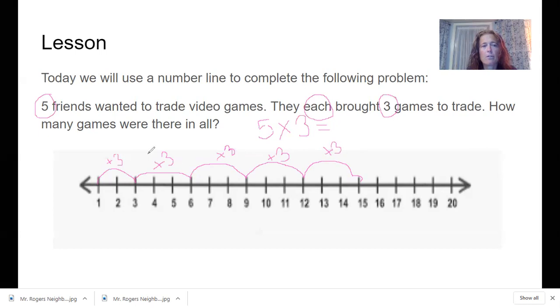All right, so we have 1 group, 2 groups, 3 groups, 4 groups, 5 groups. And our last group landed on the number 15. So that means if they all put their games in a pile, there would be 15 games. Okay, the biggest part to remember here is that you're jumping the number in each group, and the number of times you jump is the number of groups. Okay, all right, so let me clear this off.